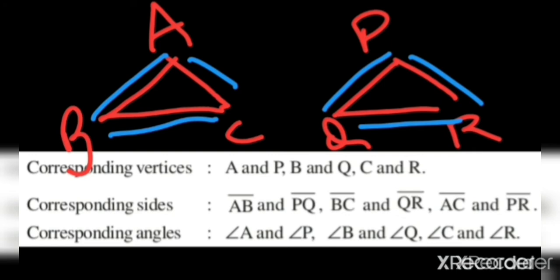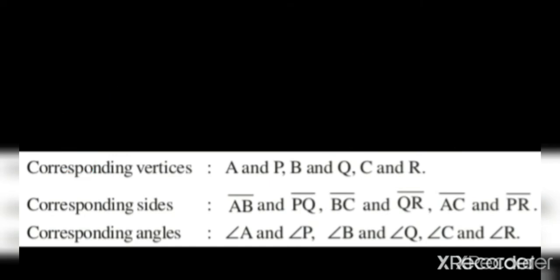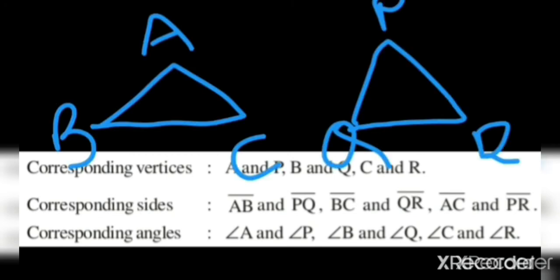Now let us talk about corresponding angles. Corresponding angles are angle A and P. You can see in this figure. Then B and Q, and C and R. This shows that when talking about congruence of triangles, not only the measures of angles and lengths of sides matter, but also the matching of vertices.